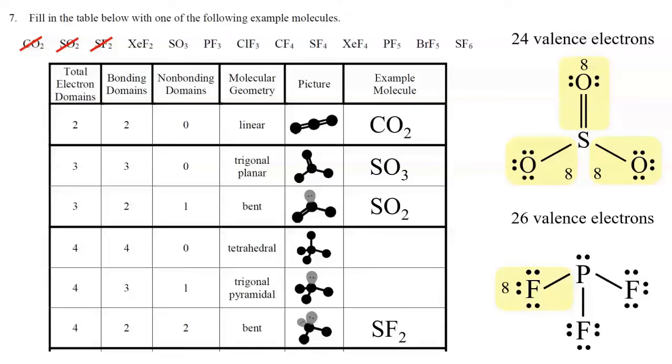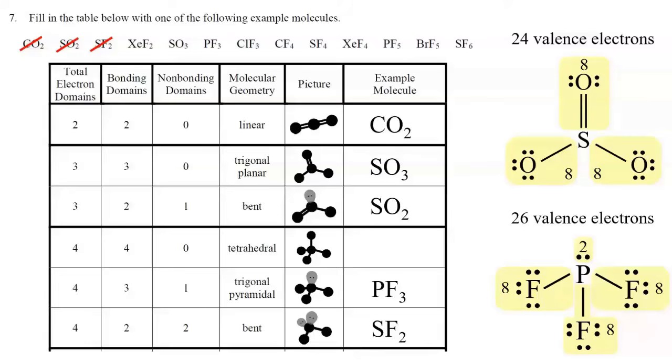So there's a group of 8, that's a bonding domain, another group of 8, another bonding domain, another group of 8, so 3 bonding domains. But then this last pair of electrons in the form of a lone pair on the central atom, that is 1 non-bonding domain. So there's PF3 in the table.